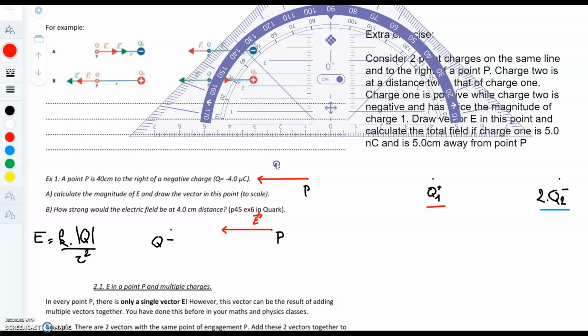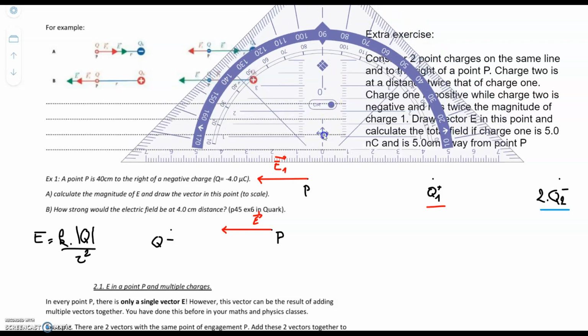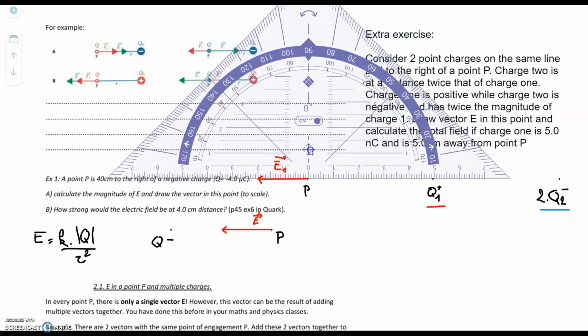Right. This would be the electric field caused by charge 1. It's pointed away from it because it is a positive charge. Charge 2, however, is a negative charge, meaning it is pointed towards the charge, the source charge. Meaning I'm going to have to draw a vector to the right this time around. However, I kind of want to get it to scale, and I want to do this by thinking ahead.